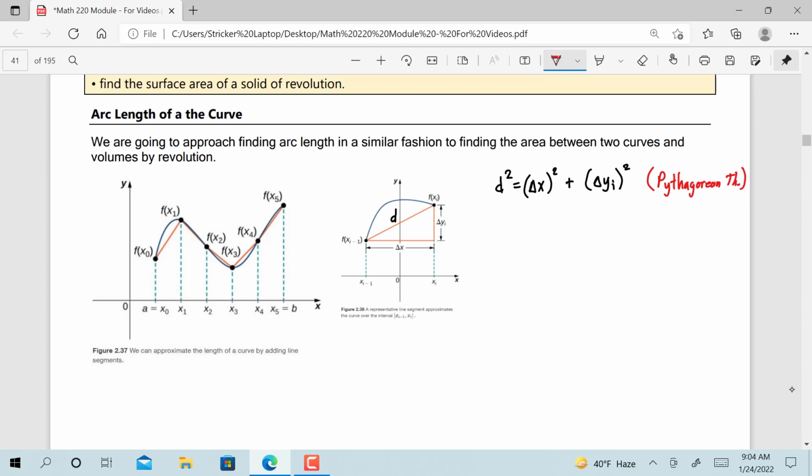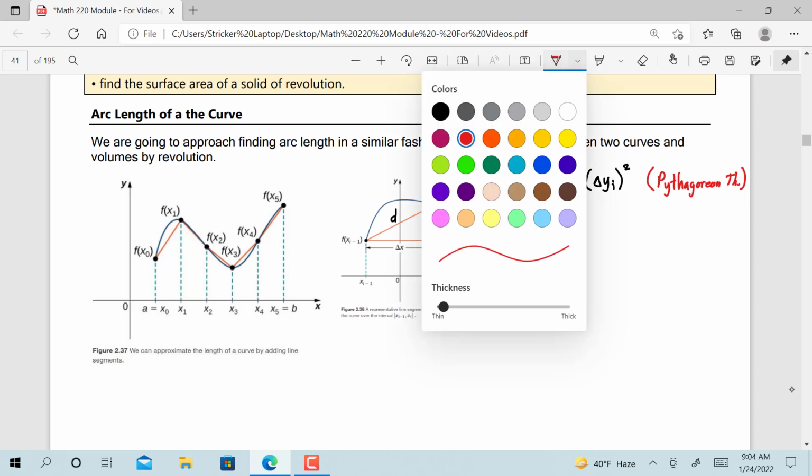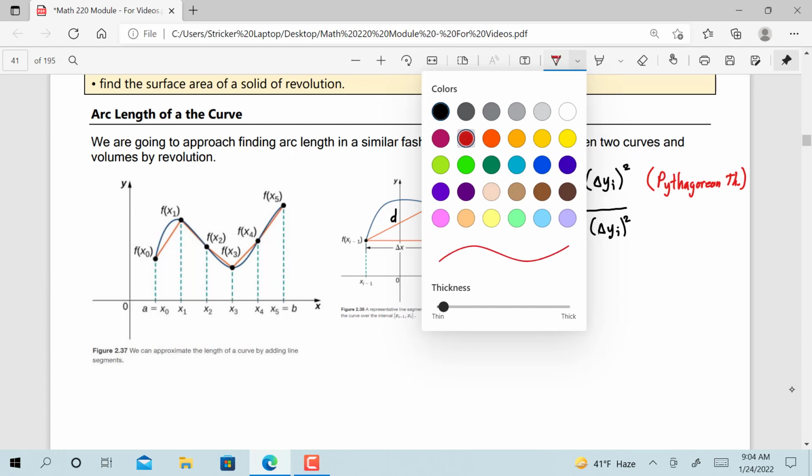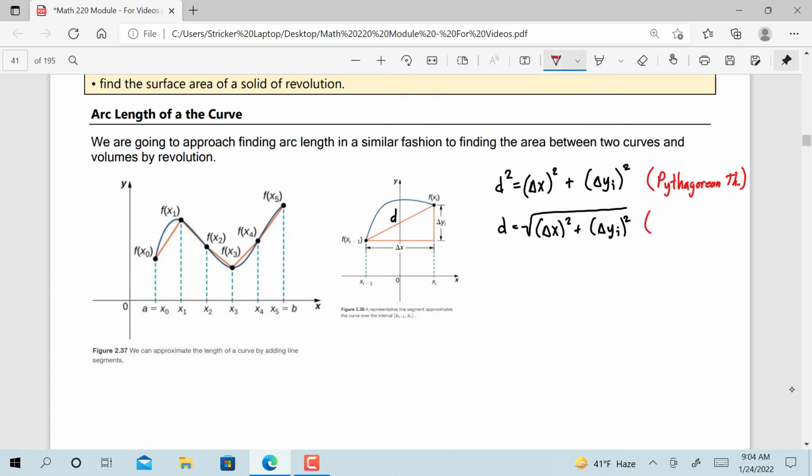And then, of course, we could take the square root of both sides, and if we did, we would get that d is equal to the square root of delta x squared plus delta y sub i squared. And that result is the distance formula that you've probably seen before in other classes.